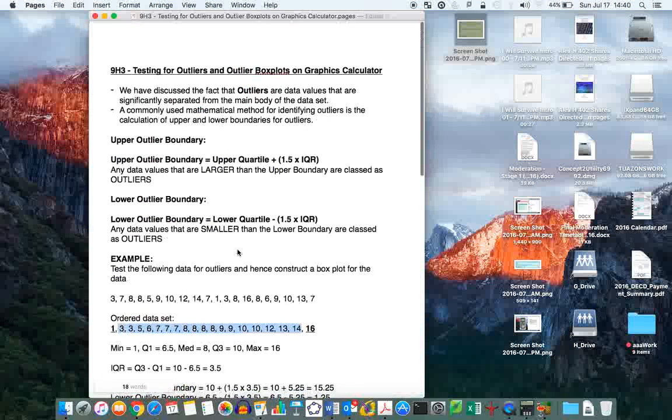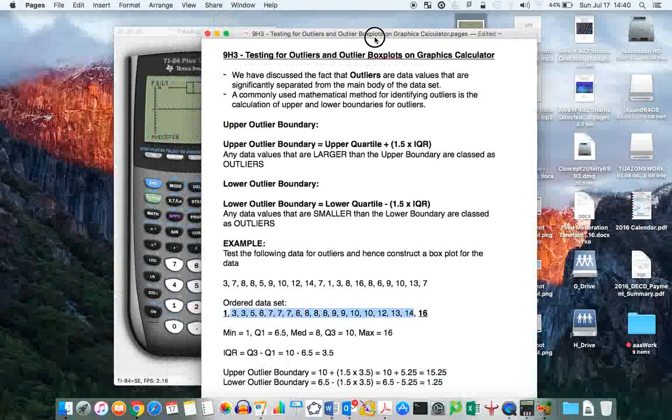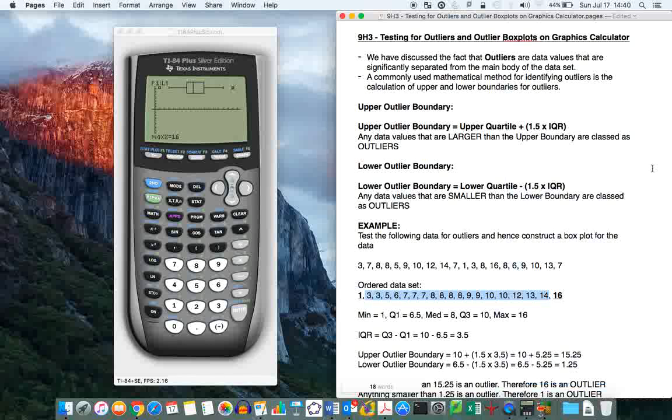So hopefully that helps you out with drawing box plots with outliers marked on them, and also identifying outlier boundaries and scanning through data to identify what are outliers.